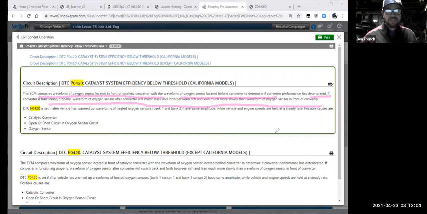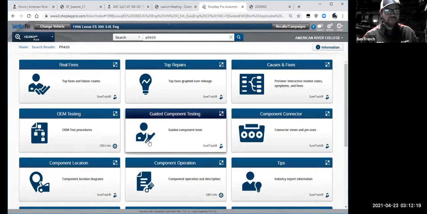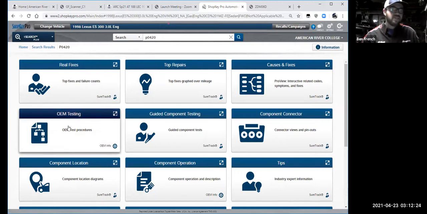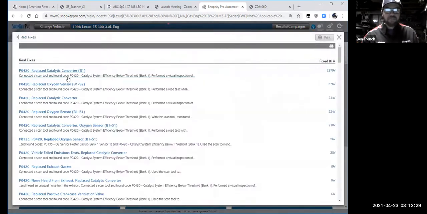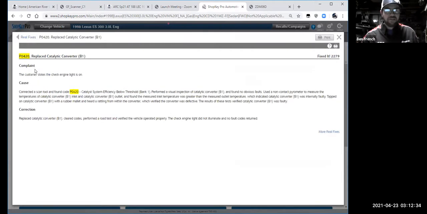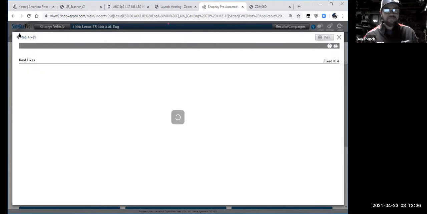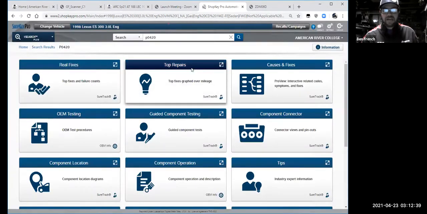So it tells us what it's looking for. It tells us kind of how it works, okay? And so that's what I love about that description of operation in ShopKey Pro. That's where I can go to learn about how does this work? What is the enable criteria? All that type of stuff. There's other things that I'm going to show you real fast. For example, like real fixes, you have people's different repairs on there. I go back to top repairs.